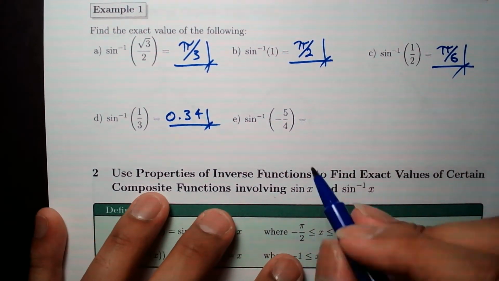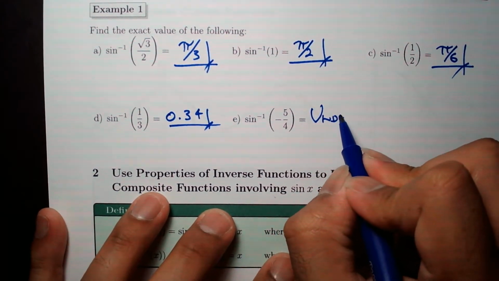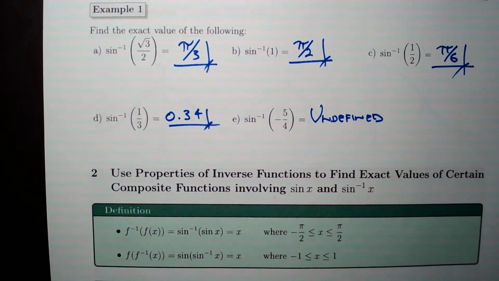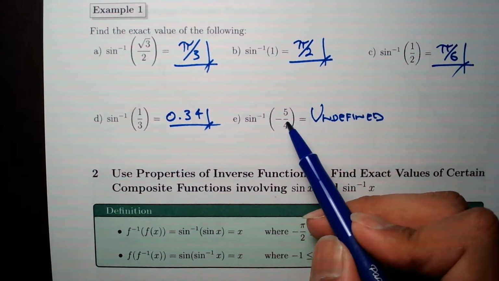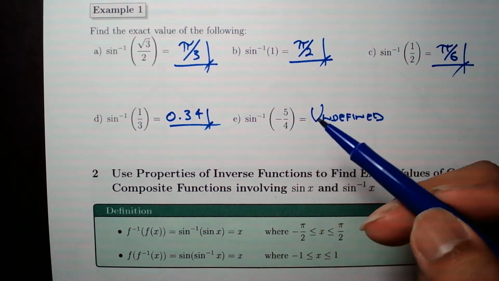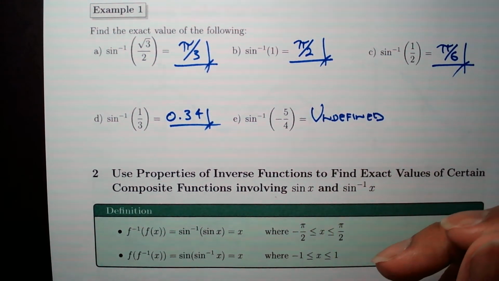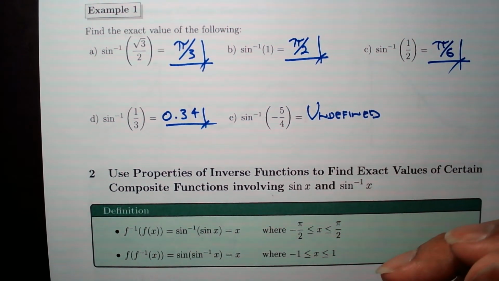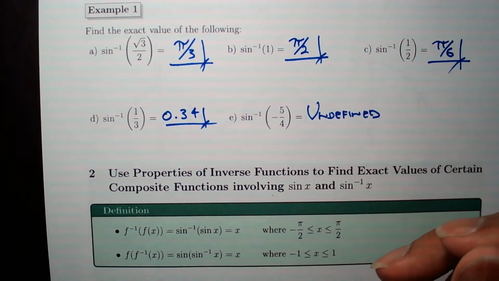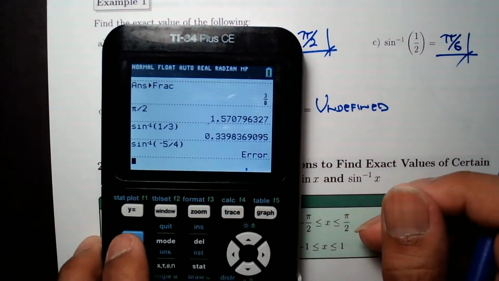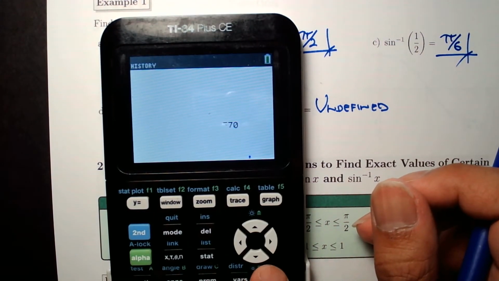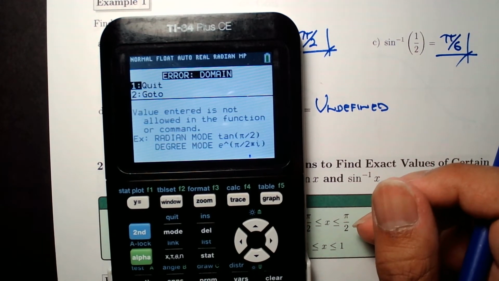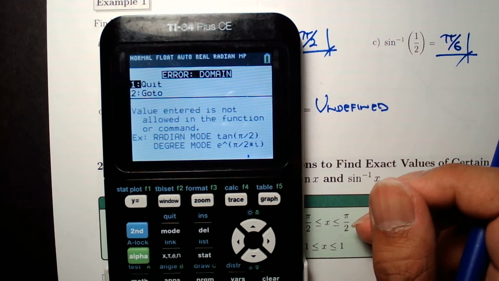All right, let's evaluate the angle whose sine is -5/4, and in this case, unfortunately, this is undefined. This is undefined because sine only goes from -1 to 1. Let's verify that using the graphing calculator. -5/4, and yeah, you would get an error here if you try to evaluate this one. It's not in the domain.